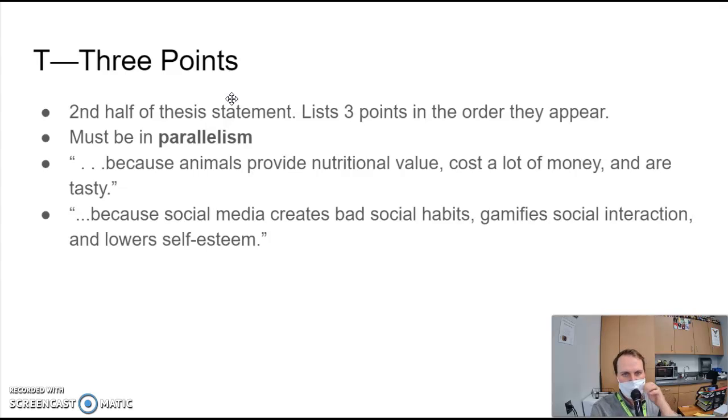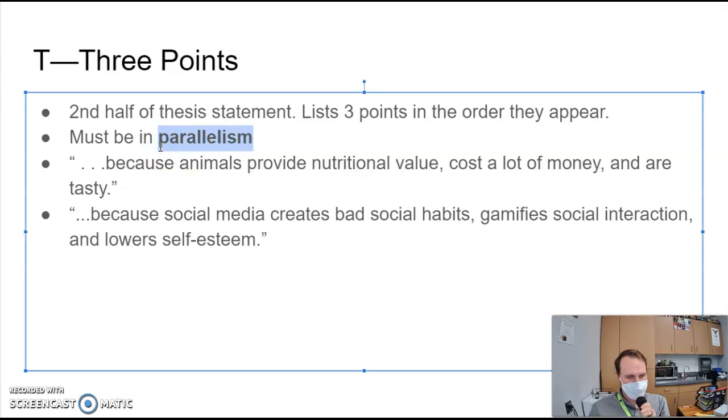Okay? So the next thing you need to do for your fifth paragraph is, after you tell a story, introduce the topic in a sentence, say your should statement, now you need to lay out your essay by saying your 3 points, okay? This is the second half of the thesis statements. And you want to order your 3 points, your 3 arguments, in the order that they appear, okay? Now they must be in parallelism. You guys know what parallelism is? Good, because we're going to talk about it in like 5 minutes.